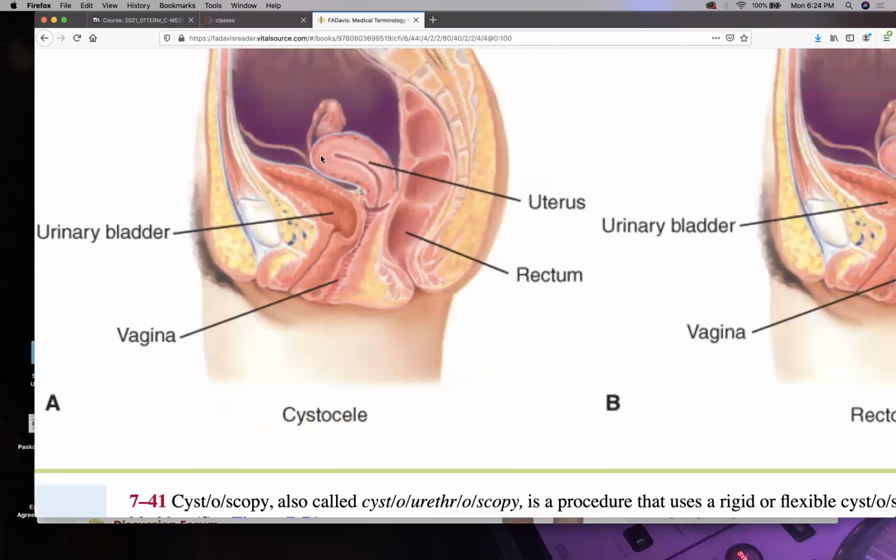So to summarize, the hernias or the prolapse that could happen. You can have a cystocele.